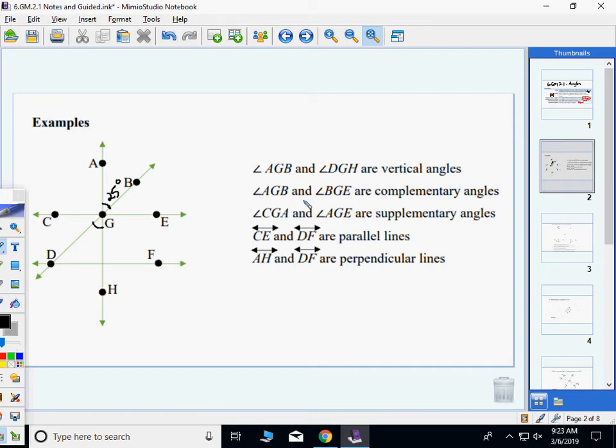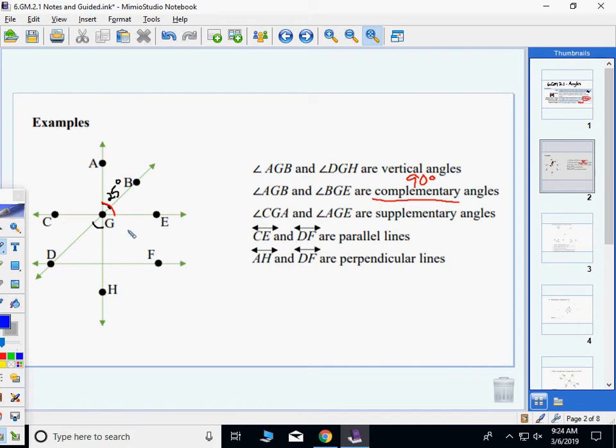Okay, angle AGB and BGE, all these letters. So angle AGB and BGE, do you guys see that right here? Yes. Together, they form a 90-degree angle. So they're complementary to each other. That means that they make a 90-degree angle. So AGB and BGE, together they make 90 degrees. So they're complementary angles. Okay, let me get a different color.